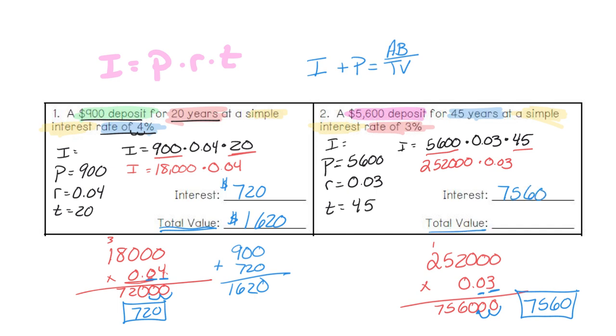Now the total value, I need to take the interest plus the original amount. So I'm going to take 5,600 plus 7,560, add those two together, and I end up with $13,160.